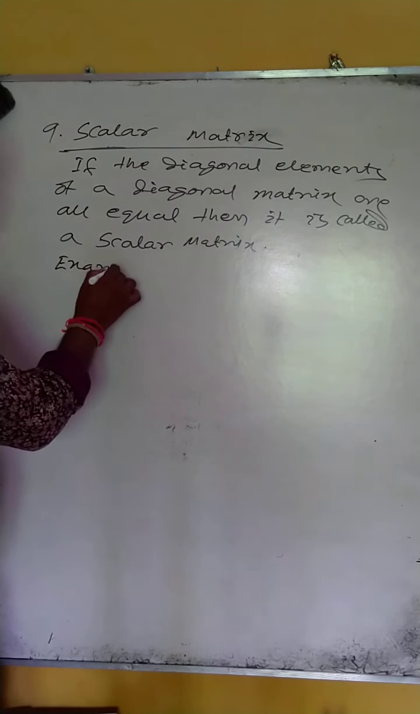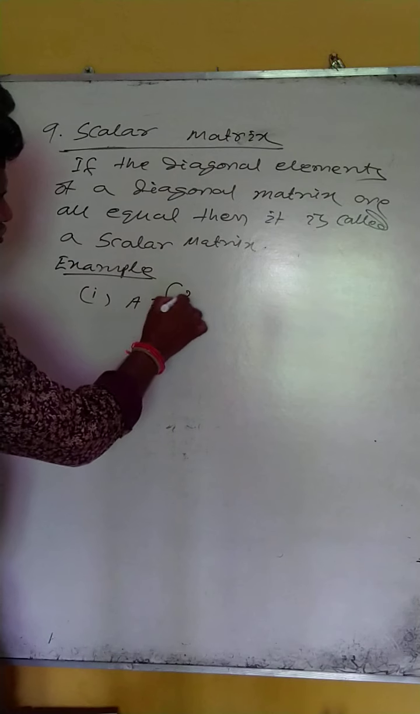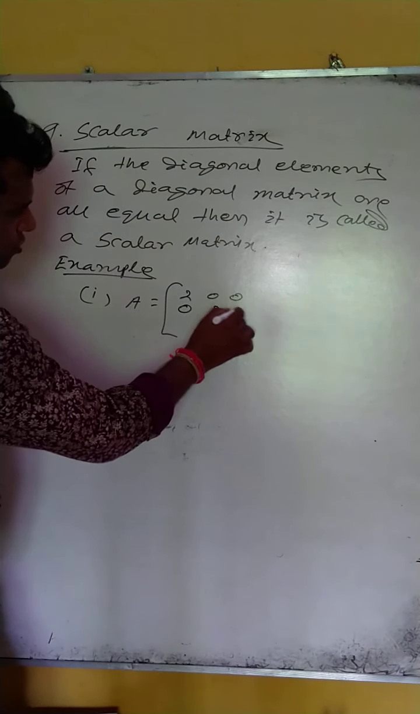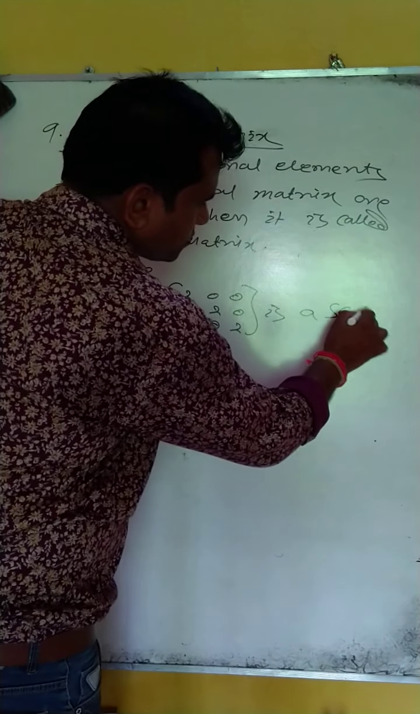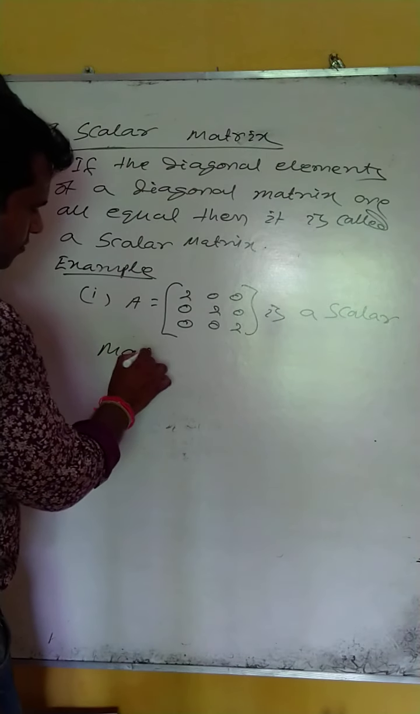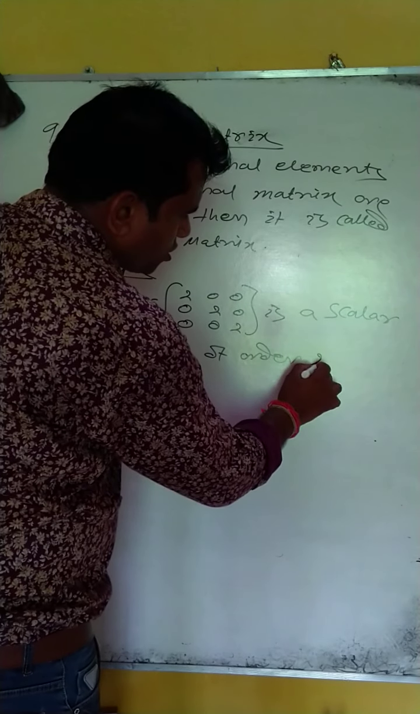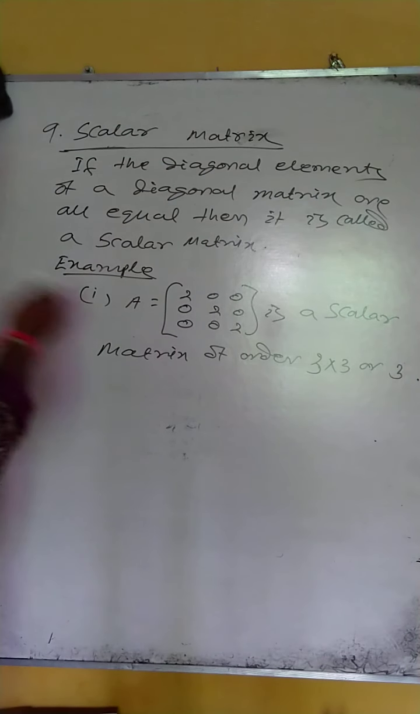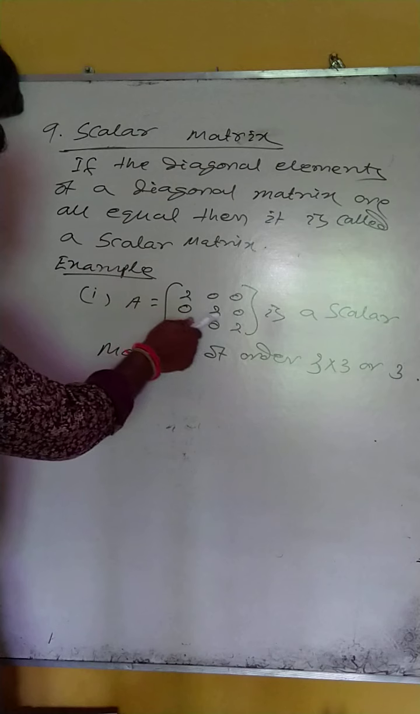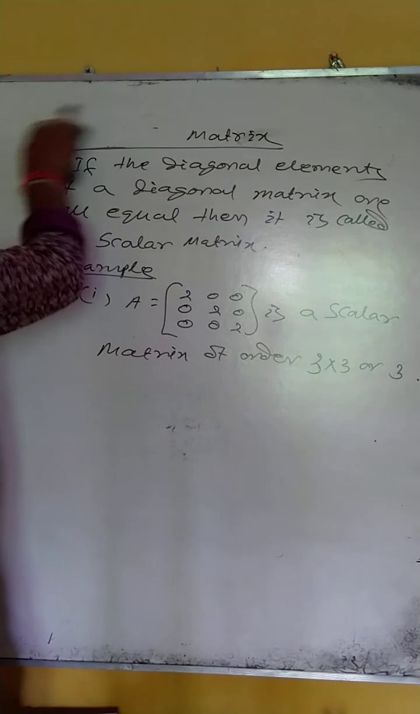Example: A is equal to 2 0 0 0 2 0 0 0 2 is a scalar matrix of order 3 cross 3, or 3. All the diagonal elements are 2 2 2. Okay. Next, unit matrix or identity matrix.